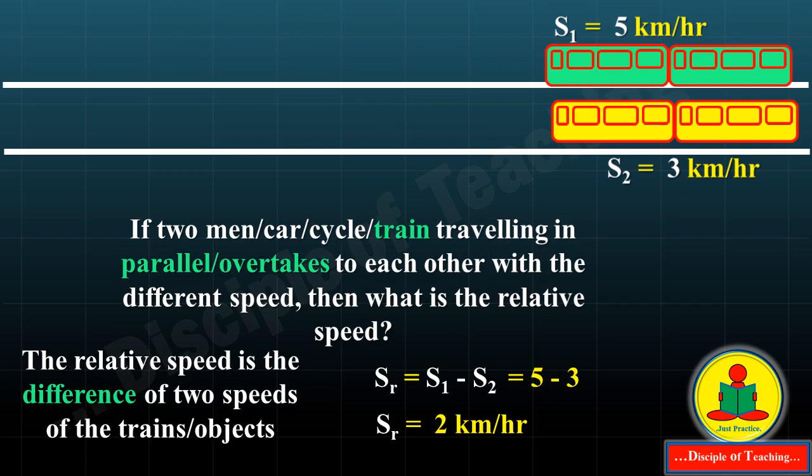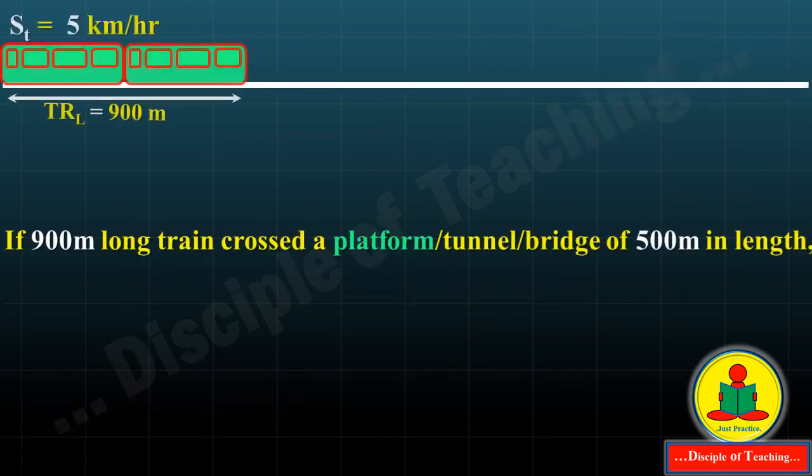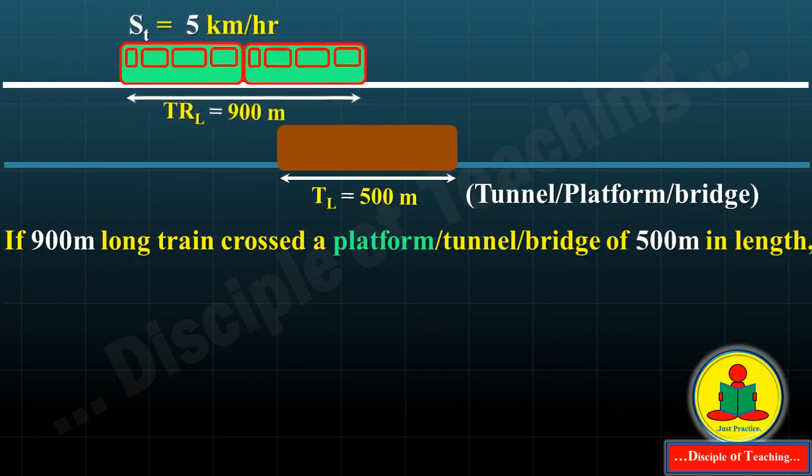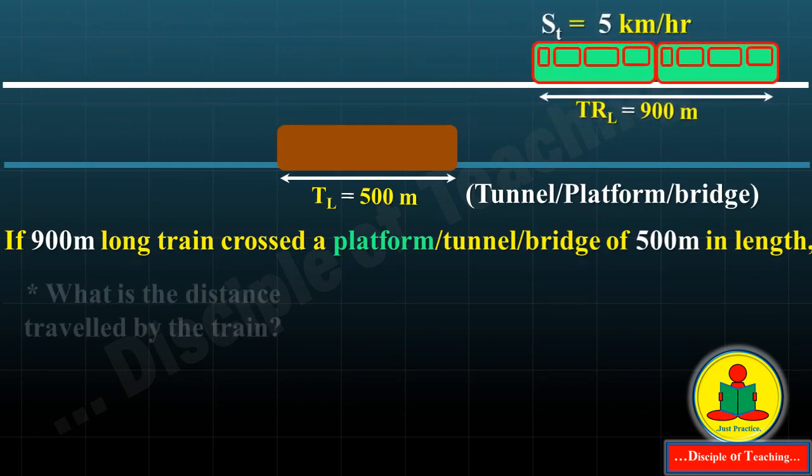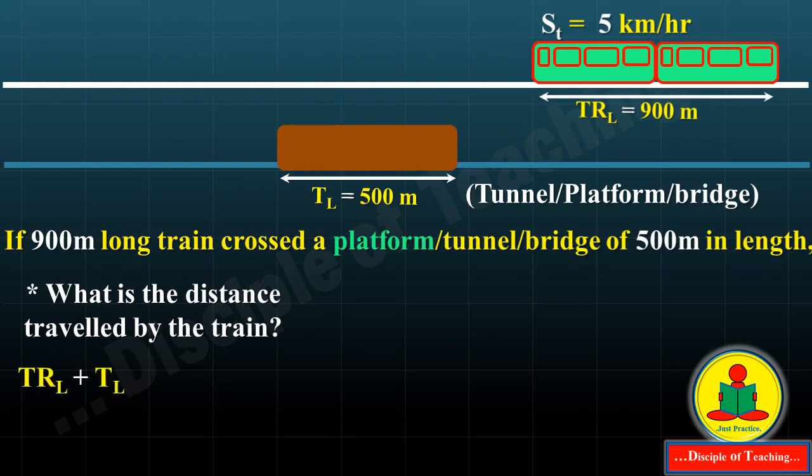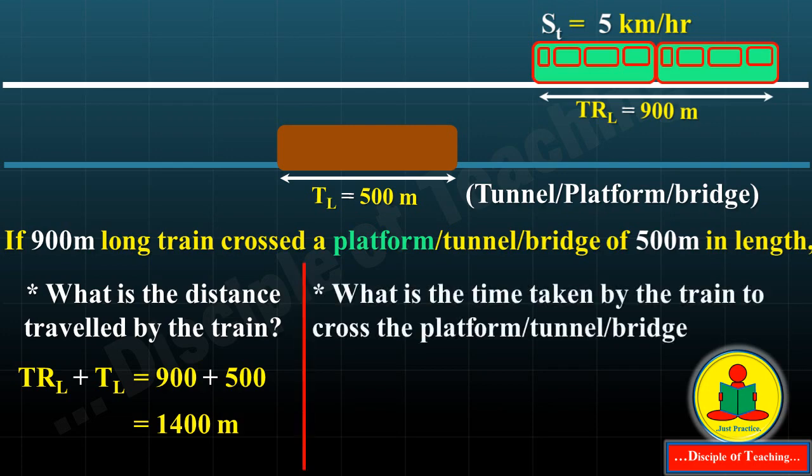That's it. If a 900 meter long train crossed a platform of 500 meter in length, then what is the distance traveled by the train? Here, the sum of the length of the train and the length of the platform gives the distance traveled by the train. Then the value becomes 900 plus 500 gives 1400 meter. So the distance traveled by the train is 1400 meter.